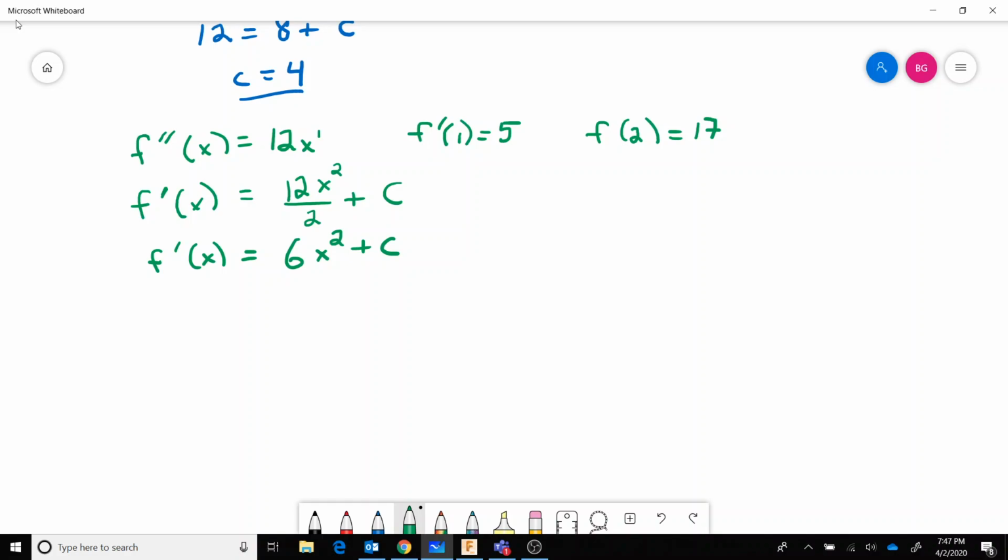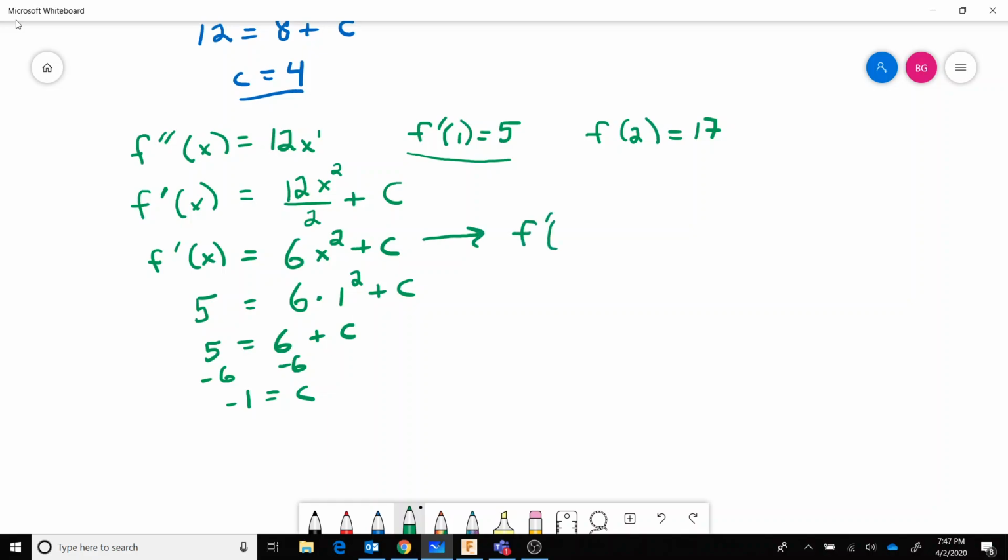I can solve for that c because I know that f prime of 1 is 5. So if I put in 1 here, I will get 5. So let's see, 5 equals 6 plus c. Subtract 6 from both sides. I get minus 1 is equal to c. So the actual solution here is f prime of x is equal to 6x squared minus 1, and I know that c is minus 1.